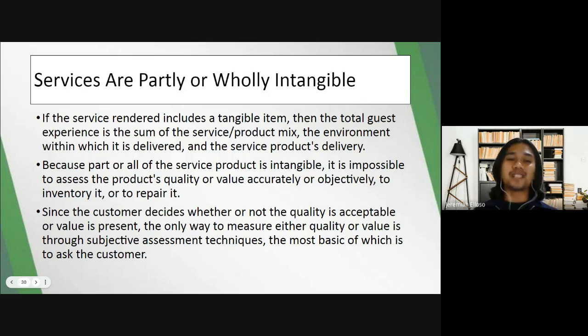Now, since the customer decides whether or not the quality is acceptable or value is present, the only way to measure either quality or value is through subjective assessment techniques. And the most basic of which is to ask the customer. We are aware that there are many devices by which we could seek feedback. We could verbally ask if they are satisfied with the product or service. We could give a comment card by which they could give feedback. We could have an evaluation through Google Form or evaluation online.